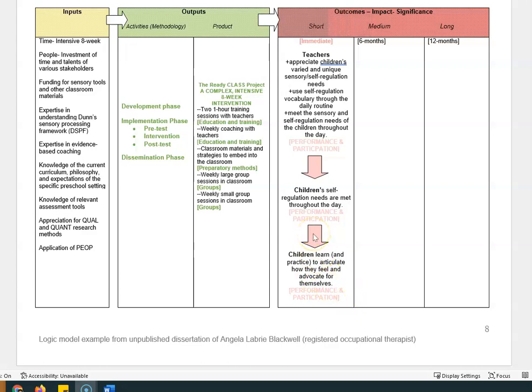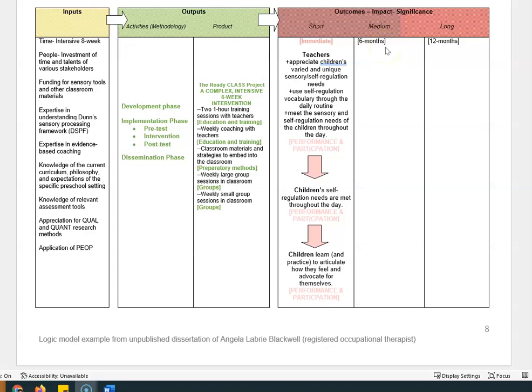Just as a reminder, this Ready Class project is based on the ALERT program, which teaches kids how their engine runs. Sometimes it runs high, sometimes it runs low, sometimes it runs just right. And so the teachers are using this vocabulary. The children are starting to use it as well. This is a short-term, immediate reaction to the intervention.